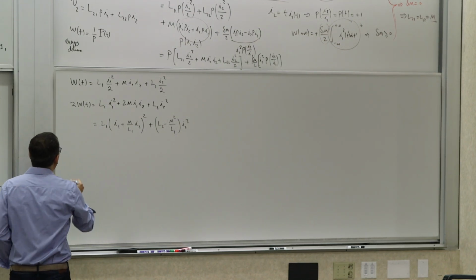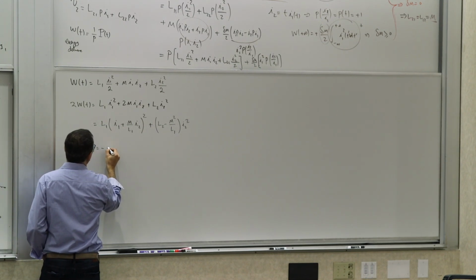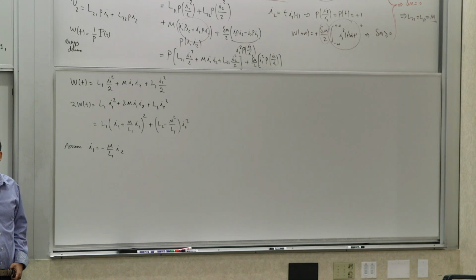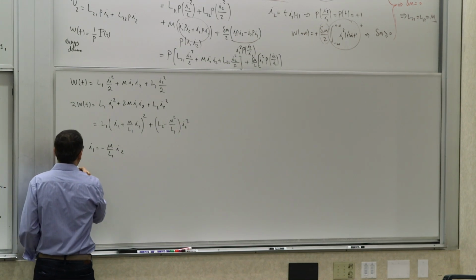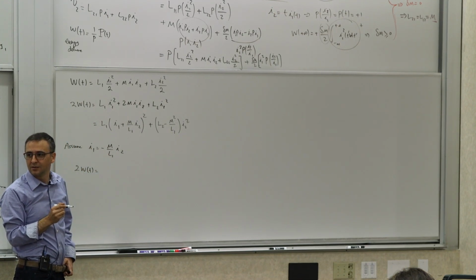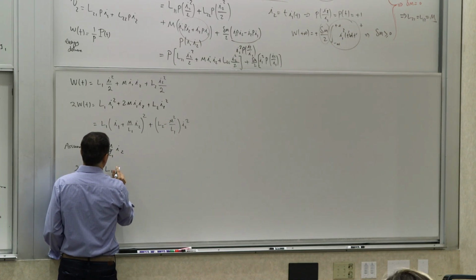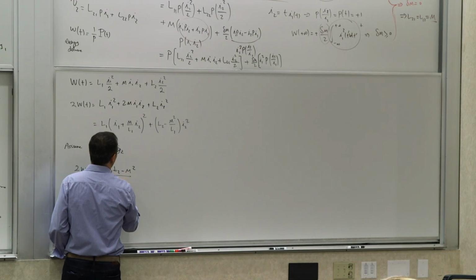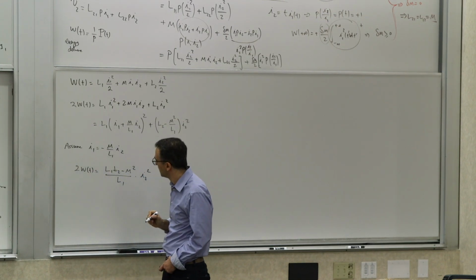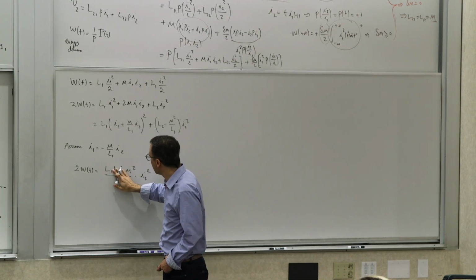So what if I pick my I1? Let's say I1 is negative m over L1 I2. This should be valid for any value, so if we pick that value, what would this become? Then 2w of t becomes, the first term becomes 0, and the second term becomes L1 L2 minus m squared over L1 times I2 squared. So for this particular relationship between I1 and I2, this is the amount of energy that's delivered to this.